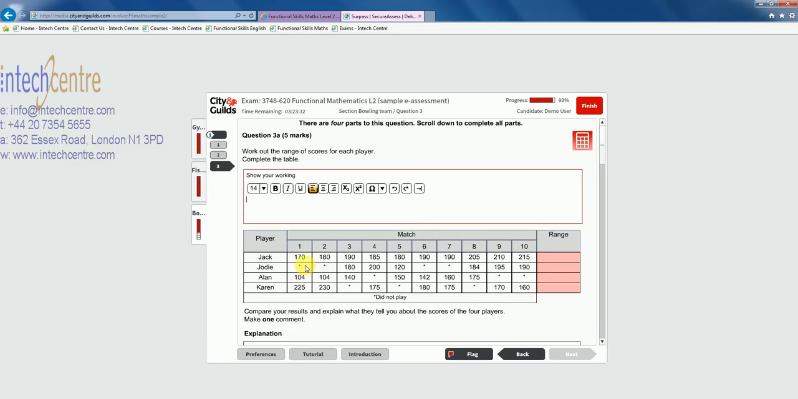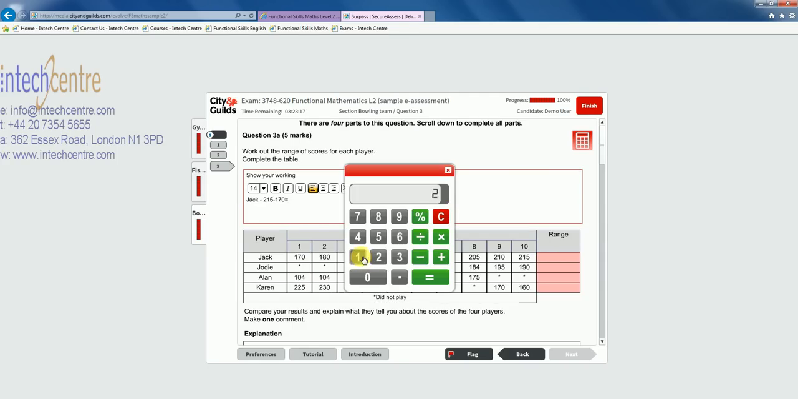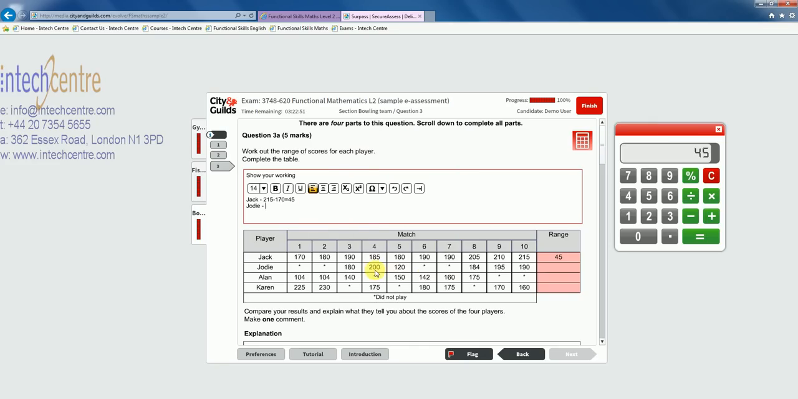So we can see for Jack, you have 215 here. And then we're just going to minus this from the lowest value, which is 170. 215 minus 170 gives me 45. And then I'll just put it in the correct box here, range. So we have Jodie. So the highest value for Jodie, you can see here, is 200.